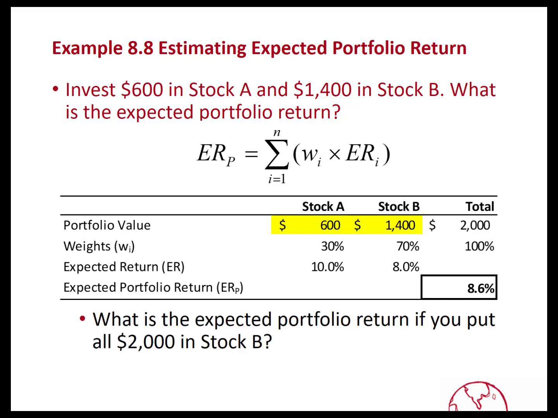What would happen if you invested $2,000 in stock B, which is all of your money? What would be the expected portfolio return? It would be the same as the expected return for stock B because it is not a portfolio. It is simply one stock.